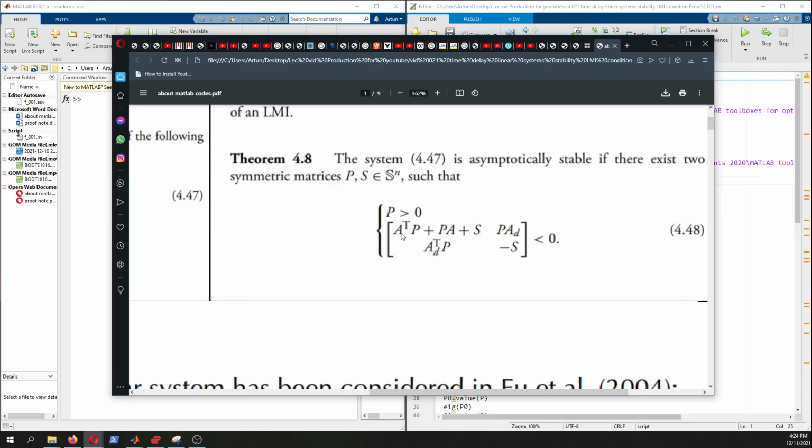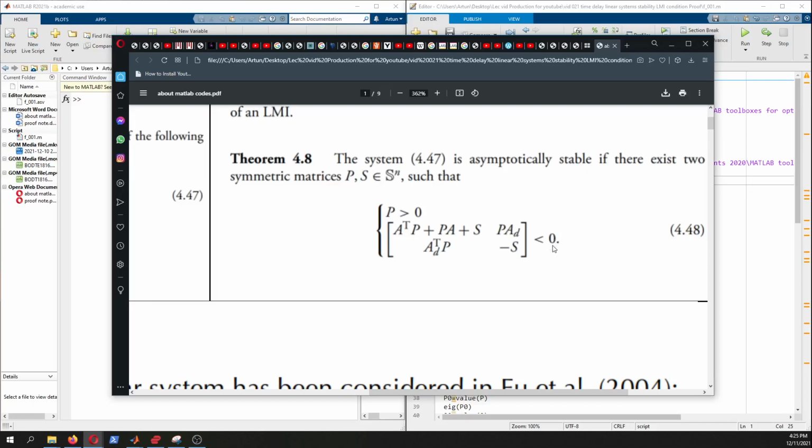Again, A and AD are the things that we know. P positive, and that block matrix, with P, S, minus S and so on, being negative definite, are the two conditions that we need to satisfy. YALMIP is the LMI toolbox that we are going to use.